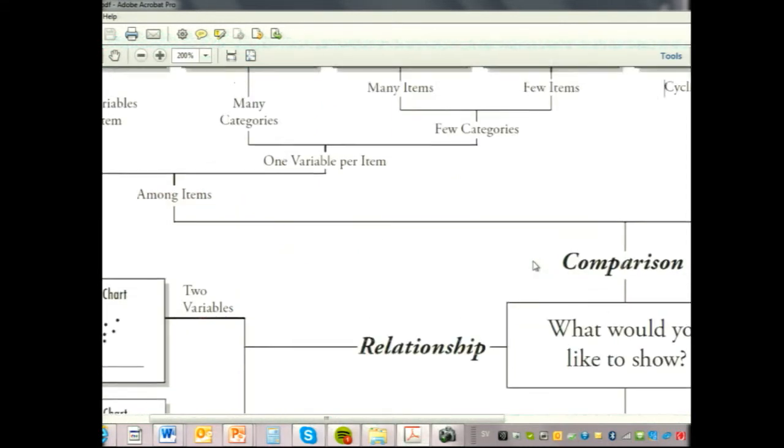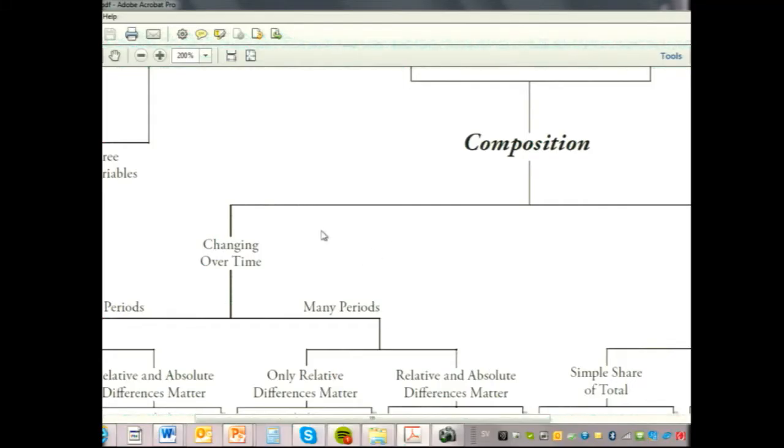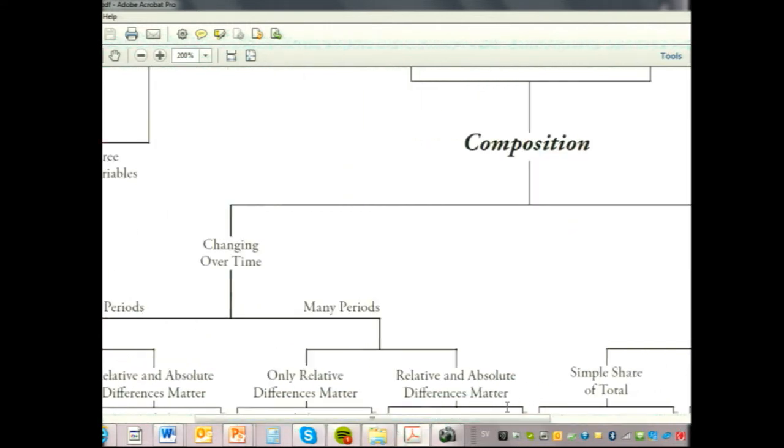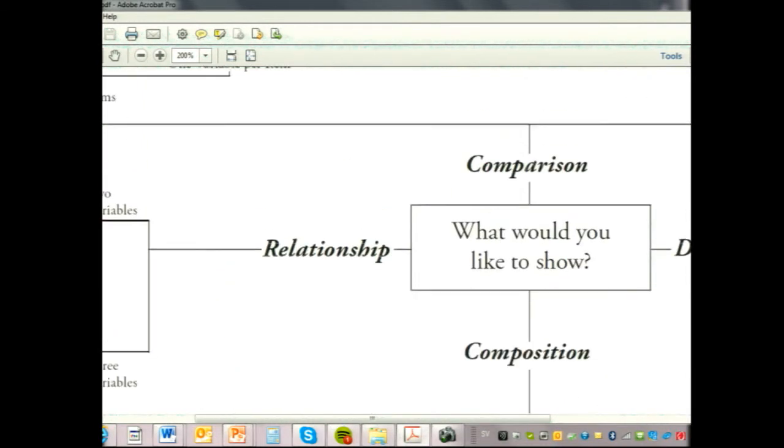And then maybe something is static too. So here, this is a distinction here, changing over time or static. You have simple share of the whole there. It's not doing that. All right, anyway. We'll go up and look at the top.